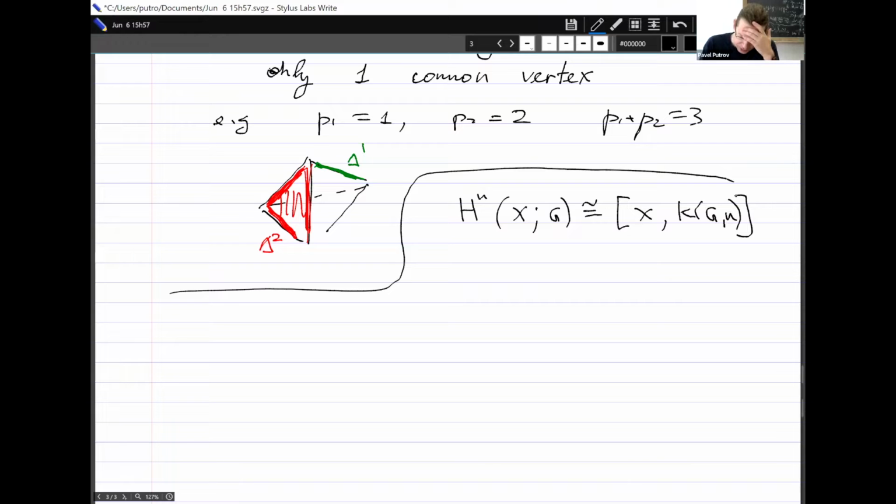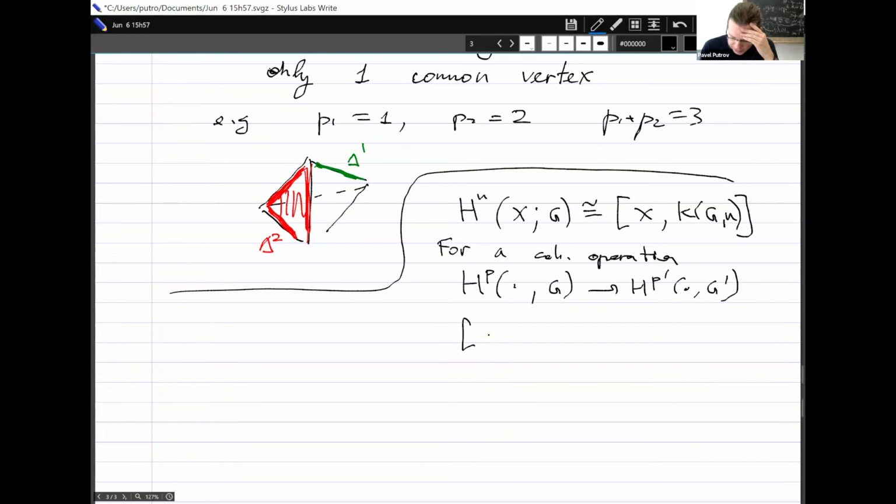And then if we assume this, for example for a cohomology operation, this is a more general statement. For a cohomology operation H P G to H P prime G prime, this can be understood as this type of map. Let's consider a particular space M, which can be arbitrary. Suppose we have some element here B, and B again can be understood as well, let me write it this way.